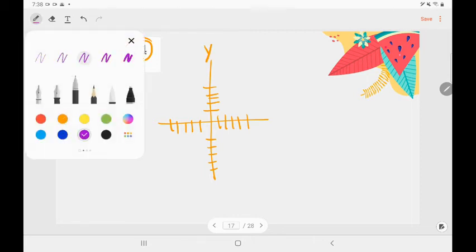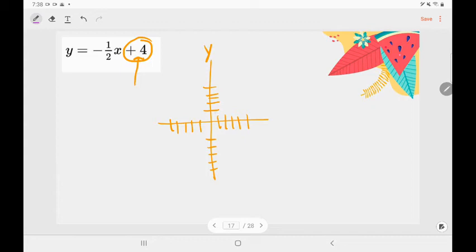I'm going to change colors so I can see my graph better. So I'm going to start on the 4 on my y-axis. So 1, 2, 3, 4, and plot my point. My instructions to get to my next point are these, and they're already written as a fraction, but I'm going to write them down here so I can write down what the instructions mean.